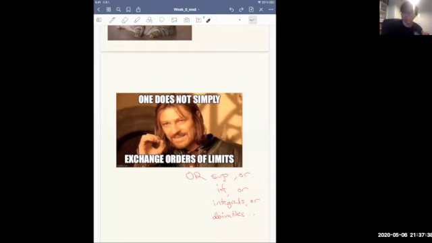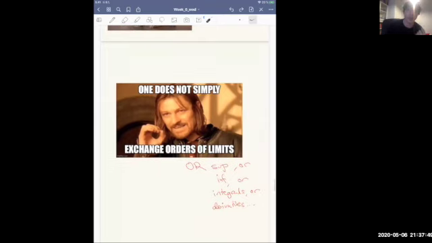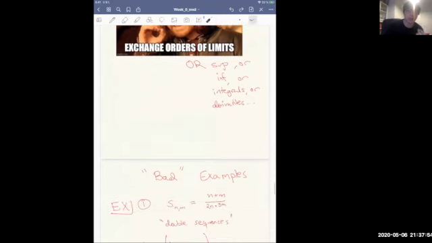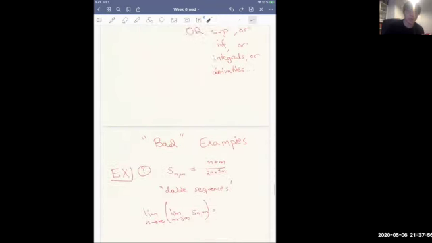For any one of these concepts, sup, inf, integral, derivative, limit, you can find counterexamples. But you can also find theorems that allow you to do that change with appropriate assumptions. But you have to be careful about the assumptions. So, bad examples in the case of sequences.